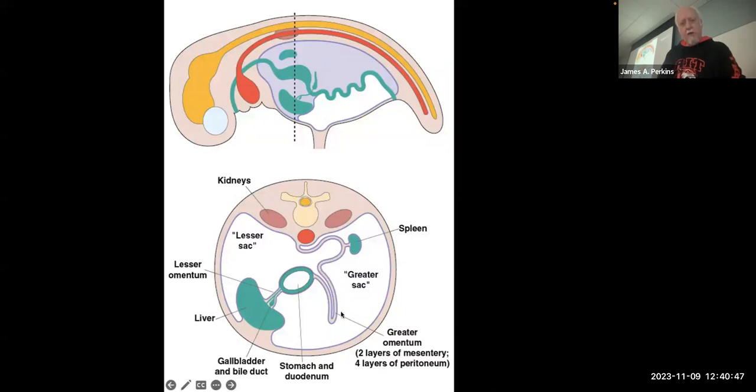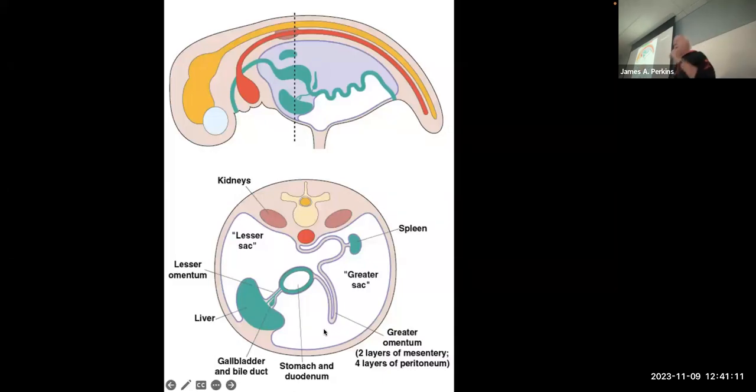Part of that posterior mesentery ends up folding back on itself to form this great big flap called the greater omentum. It looks basically like a big apron of fatty tissue that hangs off of the stomach and kind of lays over most of the abdominal organs. But it's derived from this big fold of that posterior mesentery.